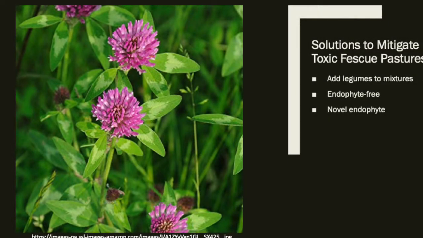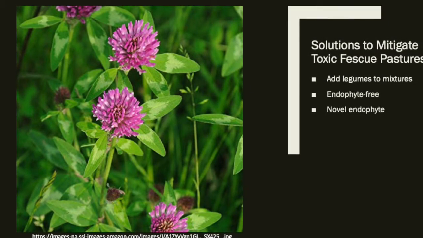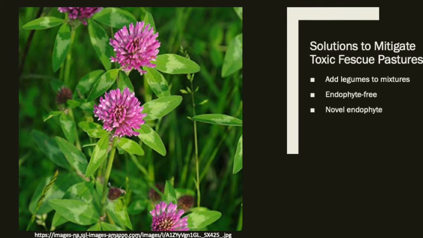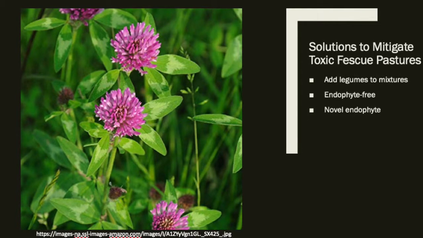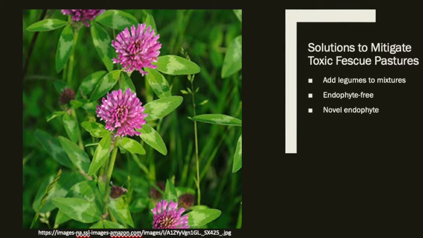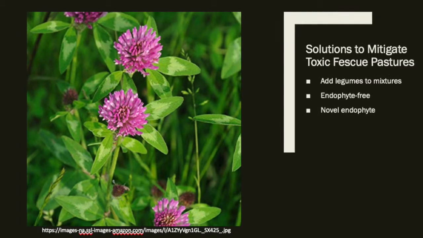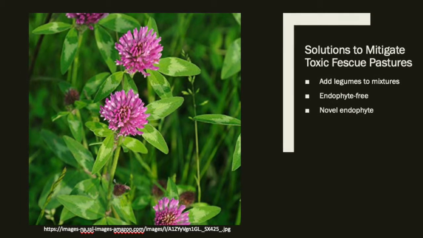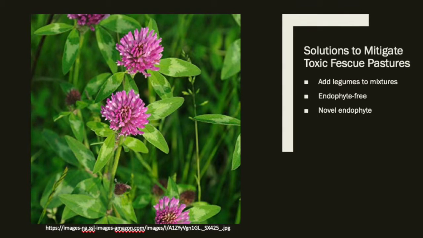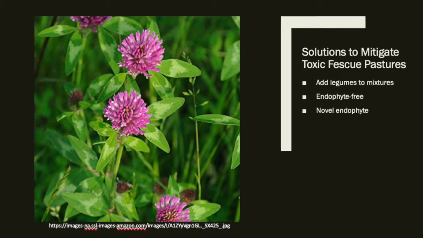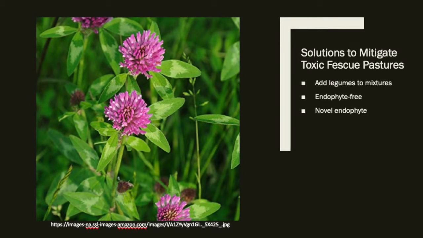If you do have infected tall fescue pastures, adding other forages, commonly legumes, will dilute the amount of toxins that are available to your cattle and decrease the likelihood of fescue toxicity in your herd. Planting an endophyte-free fescue is another option. However, these plants do not have the endophyte, therefore it loses the highly desirable traits.